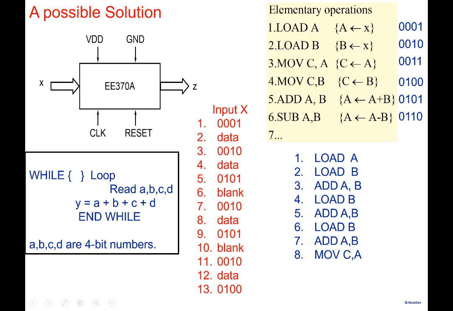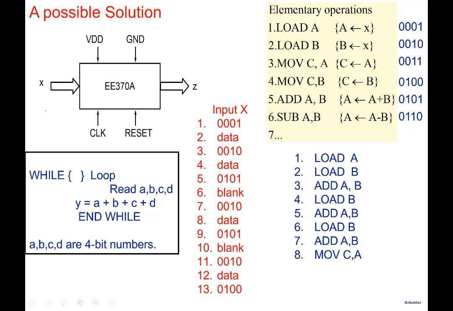Now note that 0101, what is it? Add. Now there's no data after it, but just to maintain simplicity, after 0101, I just put a blank. I keep it blank, just to keep things simple. So no data is required. It goes to the next clock cycle and ignores it. Then it comes here, 0010, there's a data here, then 0101, again it's an add, and I give a blank here.